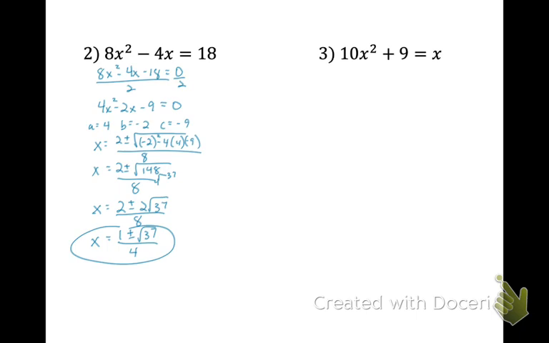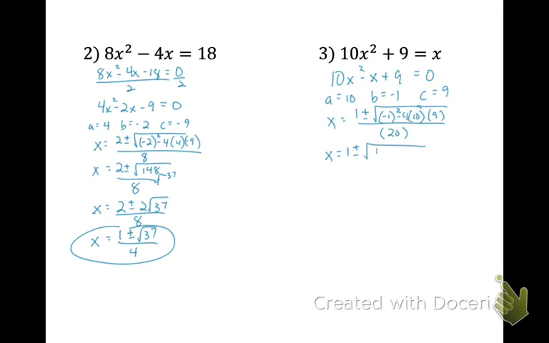Now number 3, I know you can tell that we need to rearrange. So subtract the x over, and then pick out a, which is 10, b is negative 1, and c is 9. So here we go. x equals positive 1 plus or minus the square root of negative 1 squared minus 4 times 10 times 9, all divided by 2 times 10, which is 20. So just go ahead and do that math. Now underneath, you'll get 1 minus 360. It's not a mistake that you have a negative.